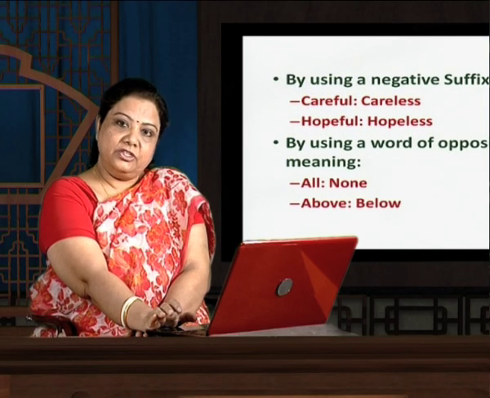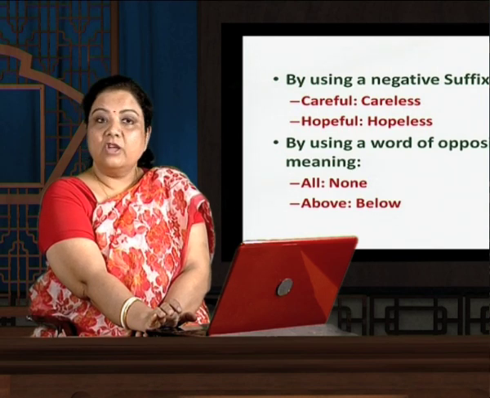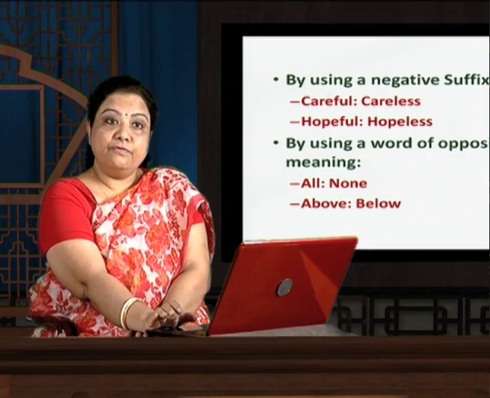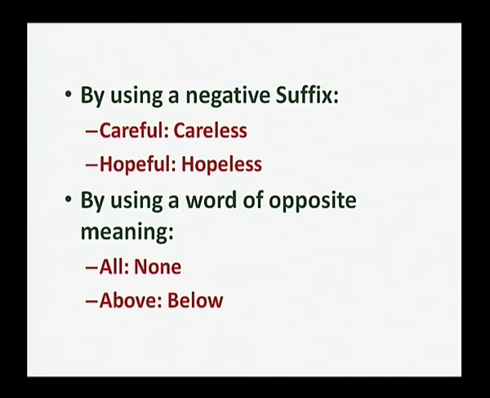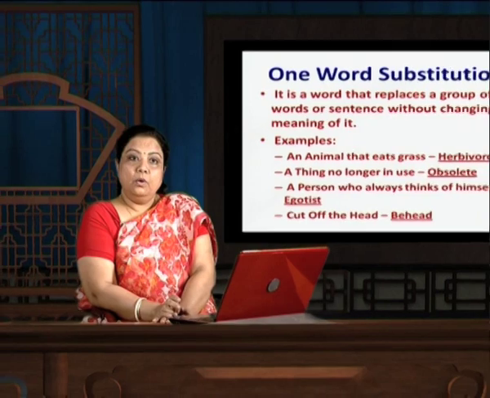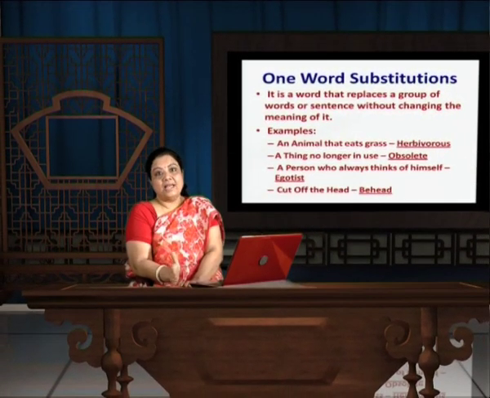Another way of forming antonyms is by using a negative suffix. Now, a suffix is added at the end of the word. If it is careful, we add less, careless, and it becomes opposite to the word. Hopeful, hopeless. The third way is by using a word of opposite meaning. You have a number of endless words in English. For example, all, and the opposite of all is none. Above, below. This was one way of enriching yourself. What was that? We had antonyms and synonyms.